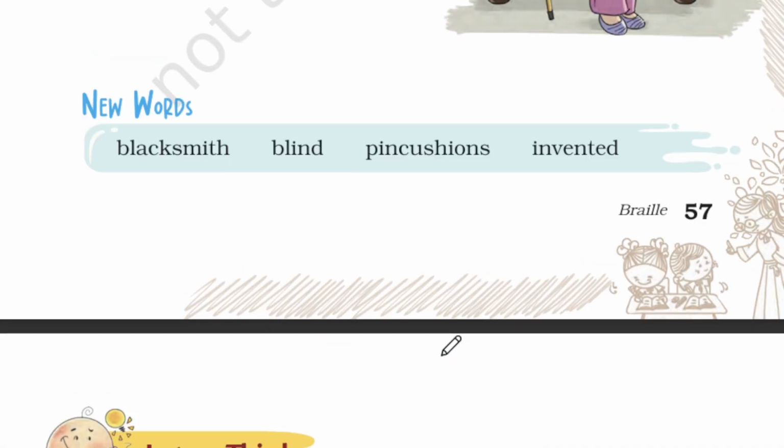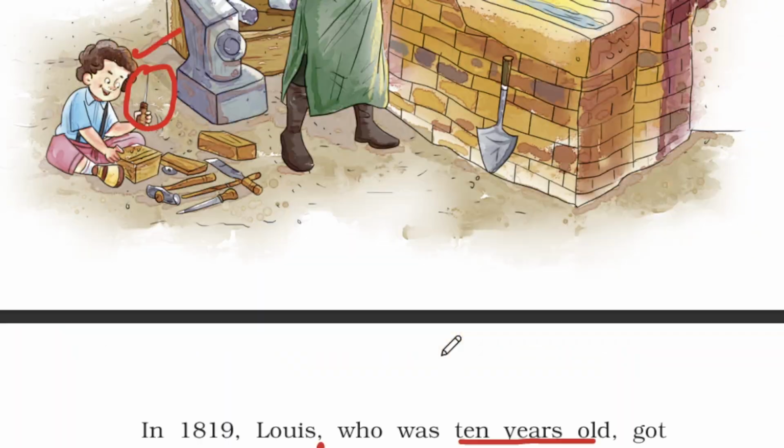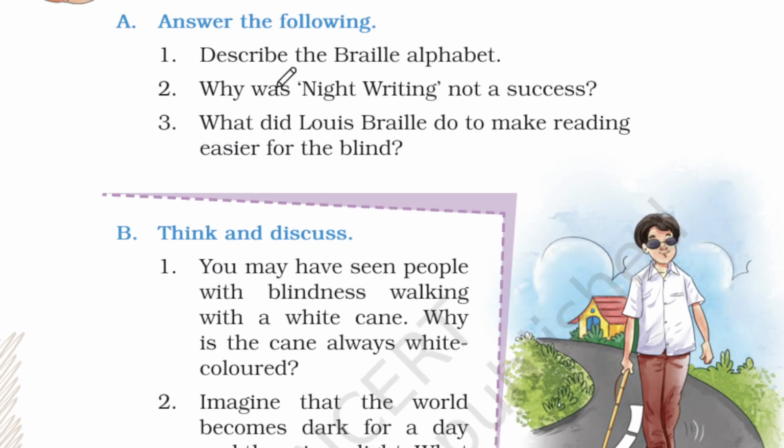Okay, now we have completed this one. So we have question and answer. So we will write one by one. Describe the Braille alphabet. So what is the Braille alphabet? I'll take a blank paper, students, and I'll write the answer. If you want, you can copy one by one.